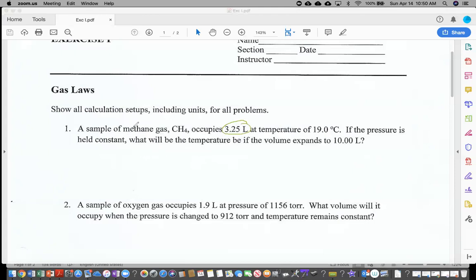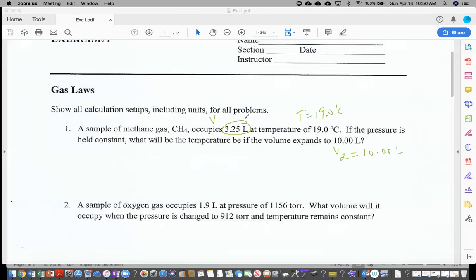Right. So there's a sample of methane gas that occupies that much volume. Now, you have to figure out that this is volume. It might not say the word volume on the test. You look at the unit liter and it tells you this is volume. So you're given a volume, and then you're given temperature, 19 degrees Celsius. And then we have another volume, which is V2, 10 liters.